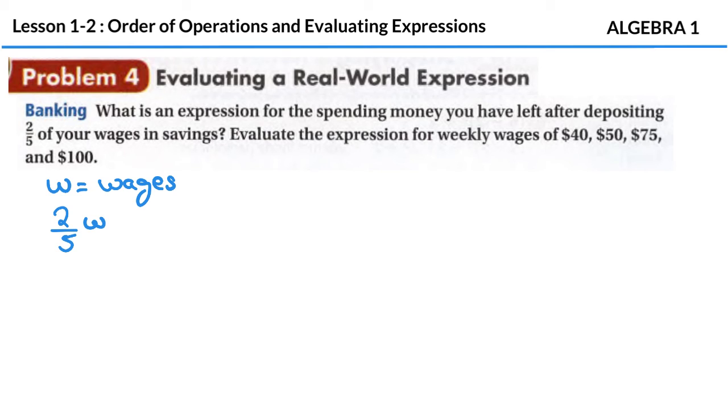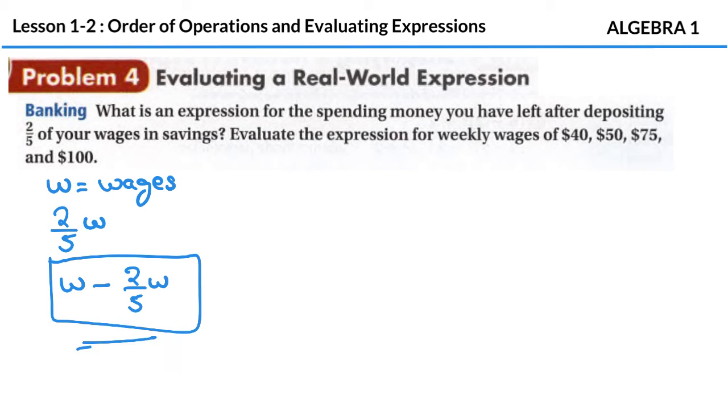So what will be the expression? The expression is going to be W minus 2/5 of W, the wages you are going to save. So you are left with this much to spend. So this is an algebraic expression for the spending money that you are left with. Now let's move on to the question. Evaluate the expression for weekly wages of $40, $50, $75 and $100.